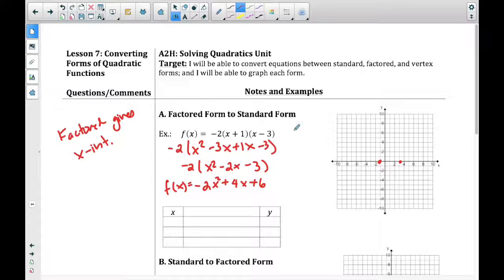Now, what I do next is I find my axis of symmetry, and my axis of symmetry is when I average those two numbers, my -1 and my 3. I average those together, and that comes out to be +1. The other way is just to count on your graph and get to the middle.